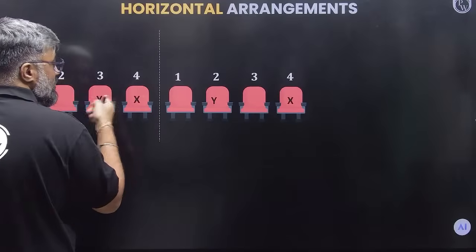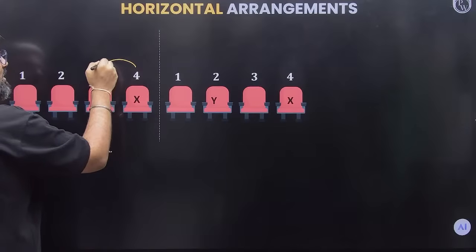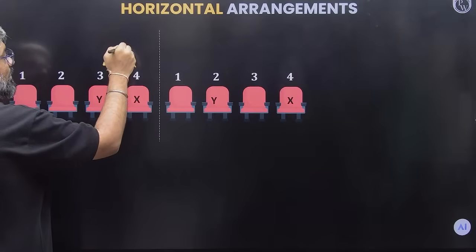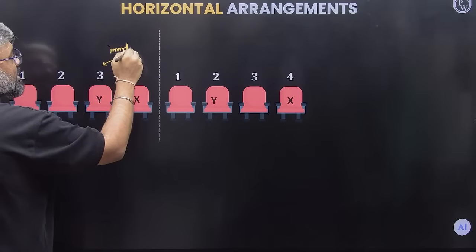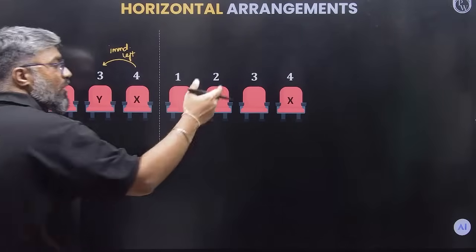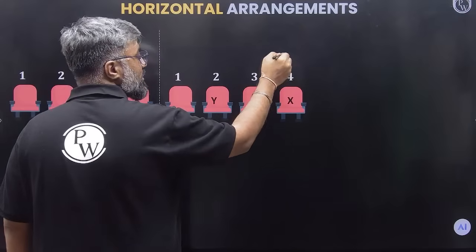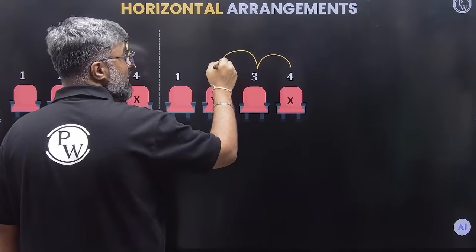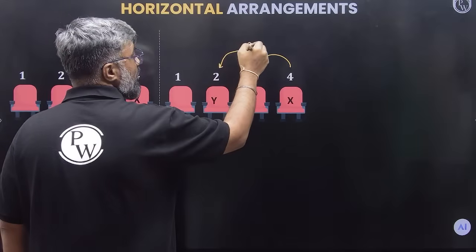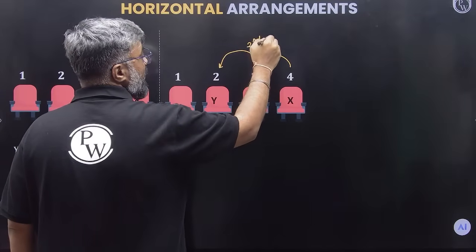Getting this? So here, this particular situation is called immediate left. However, this one will be called what? This is not immediate, but it is on the left side though. So this will be called second to the left of X. Got it?